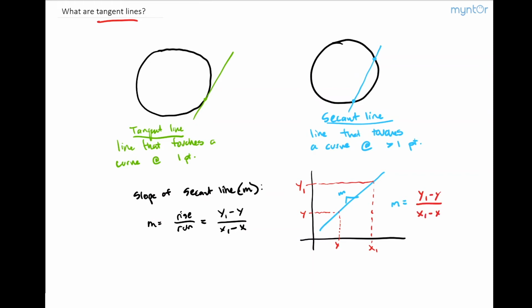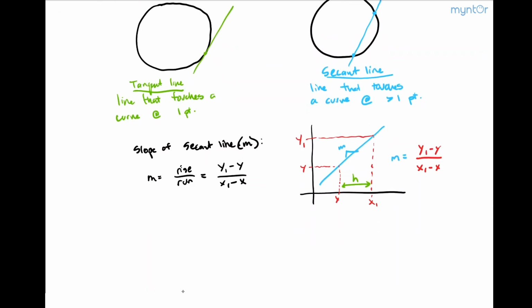So now we're going to do something different. We're going to call the distance between x1 and x, we're going to call that h. And what that allows us to do is, I'm going to go ahead and scroll down here for a second. If we say that y is equal to f of x and y1 is equal to f of x1, well, we can go ahead and now say that x1 is equal to x plus h. We can do a little bit of substitution now.